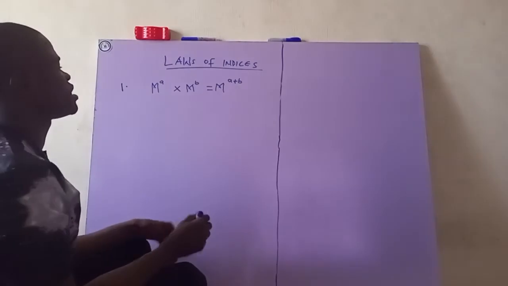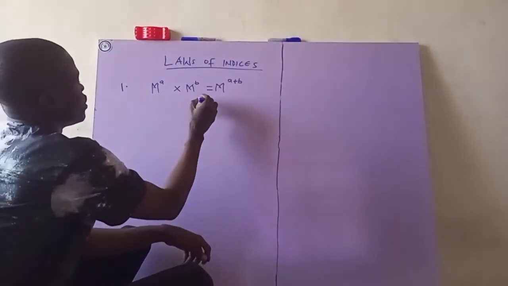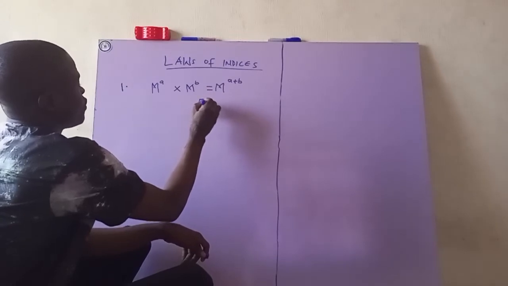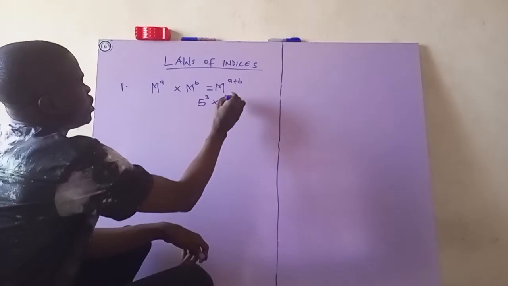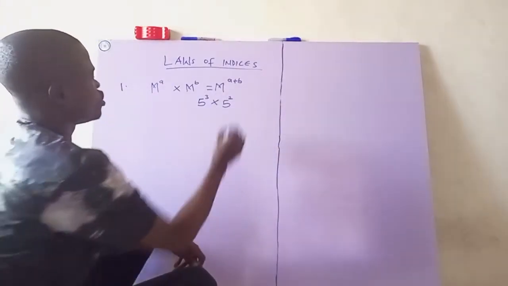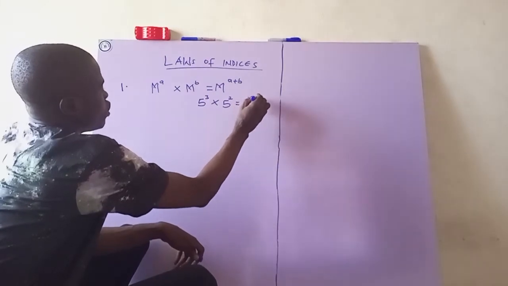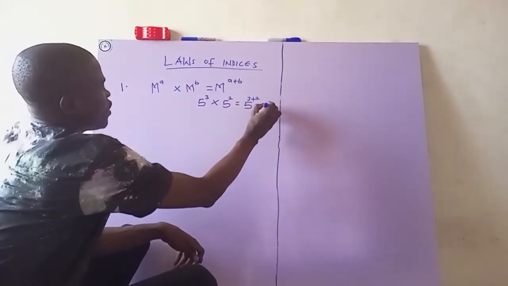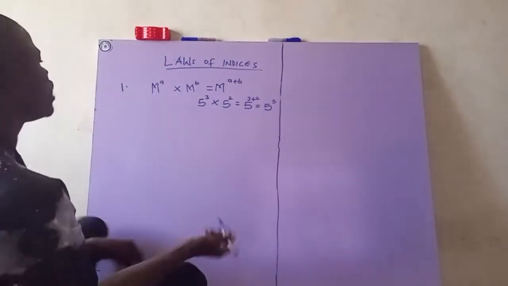Let me give an example under this law. If I have 5 raised power 3 multiplied by 5 raised power 2, you can easily pick one 5 and say 3 plus 2. So this will give you 5 raised power 5. That's the first one. So let's move on.